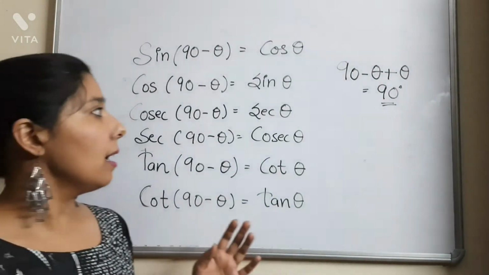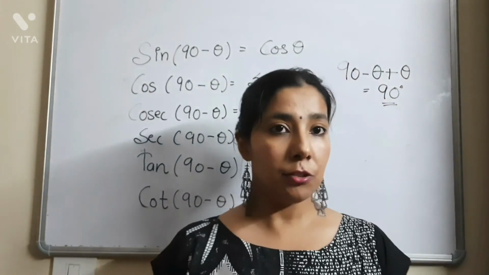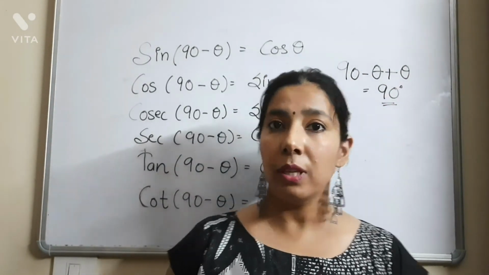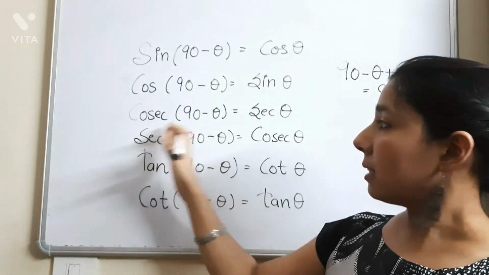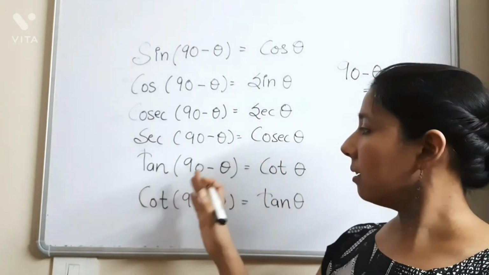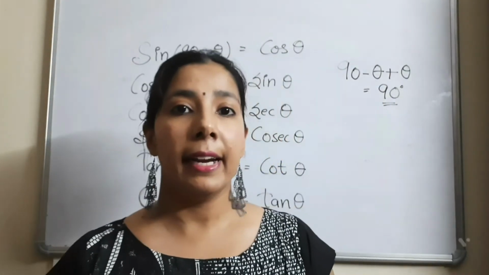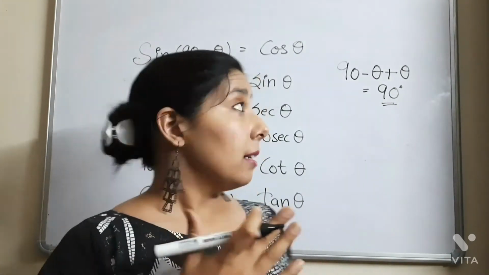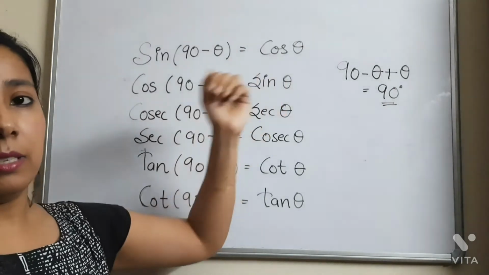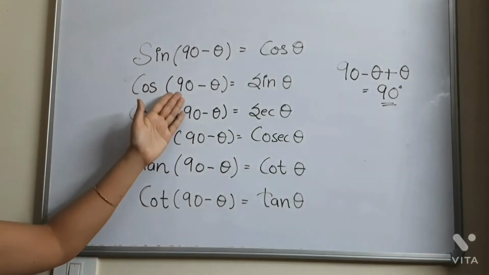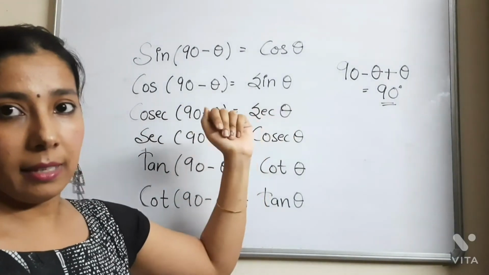Fine. So here are the three complementary pairs that we make with the 6 trigonometric ratios. The pairs are between sine and cos in either way, cosecant and secant in either way, tan and cot in either way. That is, if I subtract 90 from the angle of sine trigonometric ratio, then it will be cos theta. If I subtract 90 from the angle of cos trigonometric ratio, then it will be sine theta.